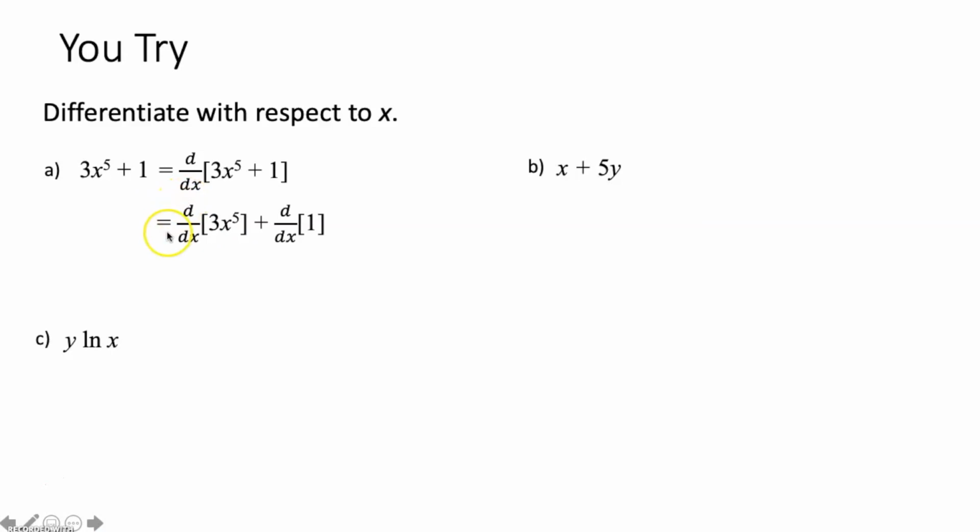So it's going to be 3, and then parentheses, what is the derivative of x to the 5th? That's going to be 5x to the 4th power. Derivative of 1, derivative of any constant is just going to be 0. So then we multiply these together. 3 times 5 just gives you 15. You get 15x to the 4th, and you're done.